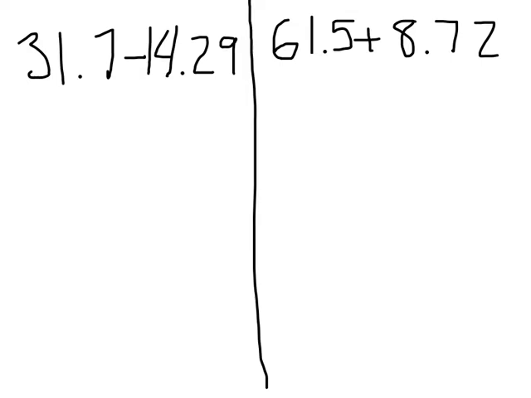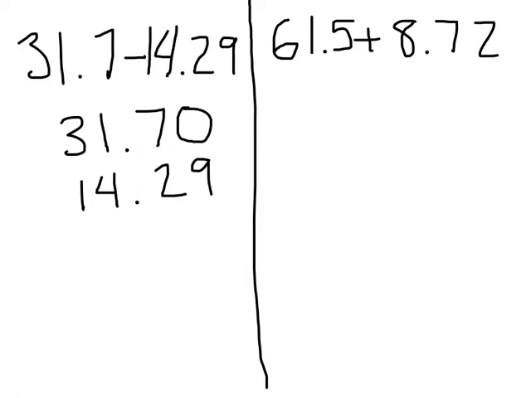Let's start by doing a subtraction problem. What's 31 7/10 minus 14 29/100? What's the most important thing to do when adding or subtracting decimals? I need to line up my decimals so that I'm adding or subtracting in the same place value. So I know that I can line up my numbers by writing 31 7/10 is the same as 31 70/100. Then I can subtract. What's 31 70/100 minus 14 29/100?